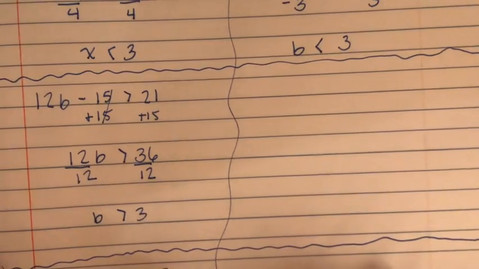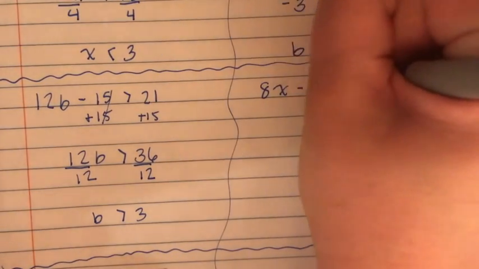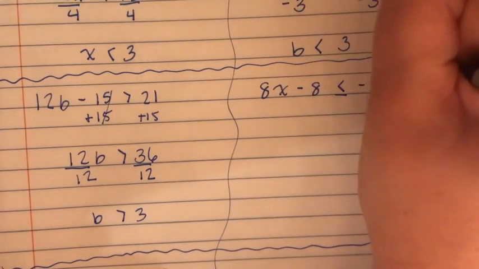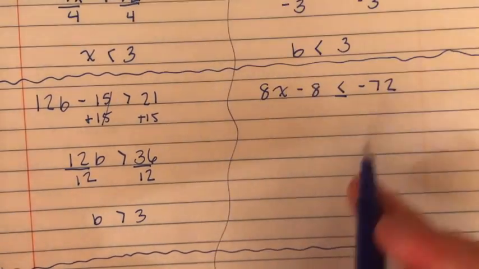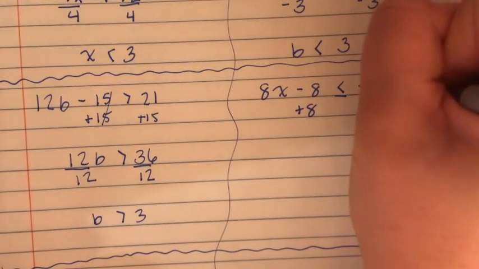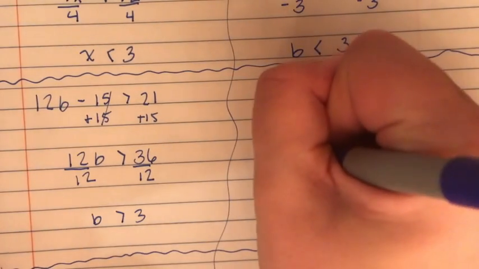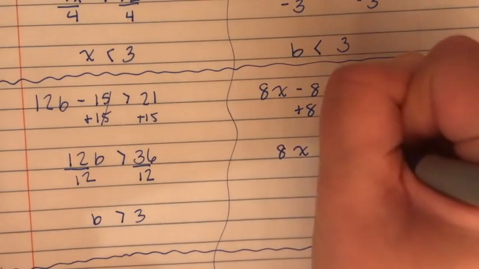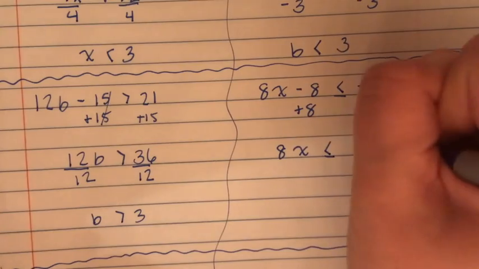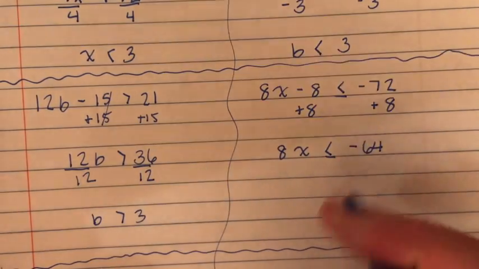Okay, 2 more. 8x minus 8 is less than or equal to negative 72. So here I'm going to add 8 to both sides, and I get 8x is less than or equal to negative 64. And now I need to divide both sides by 8.